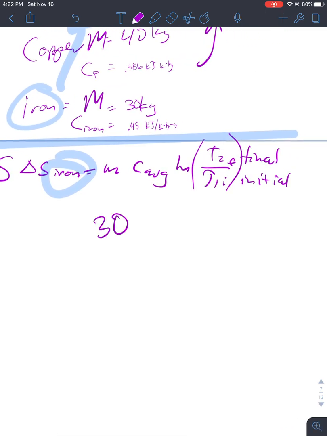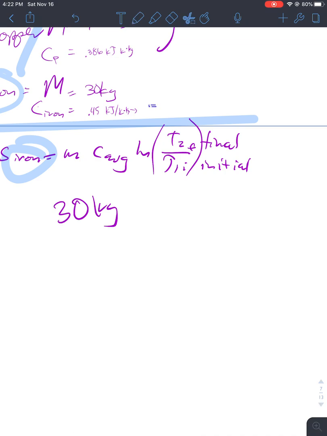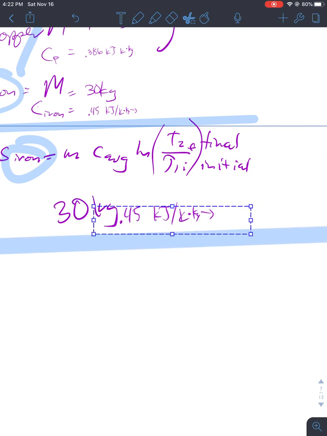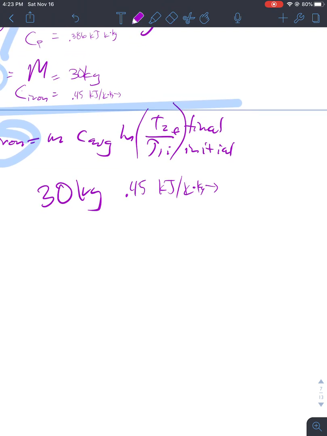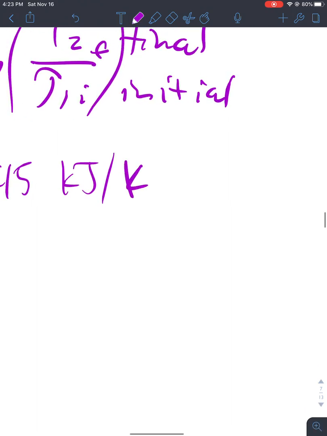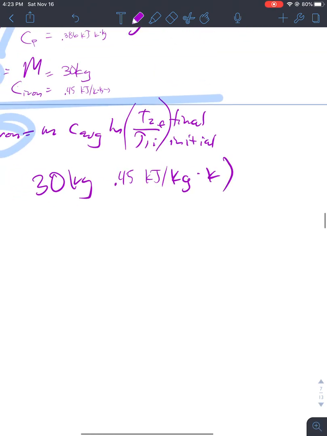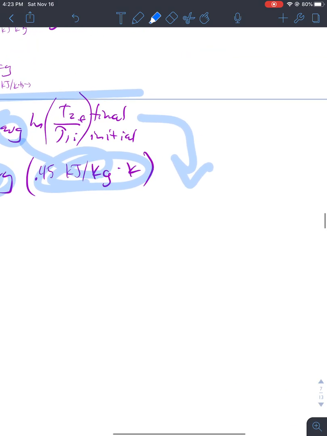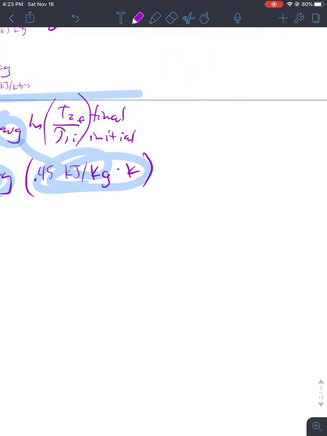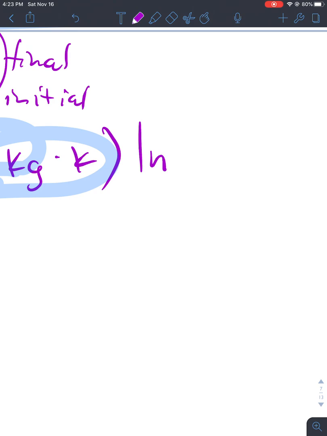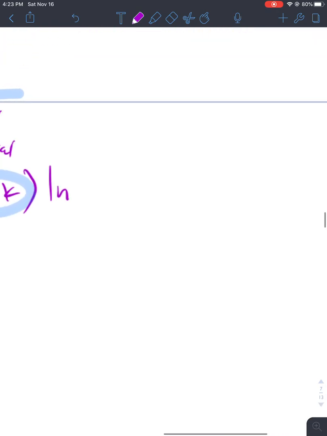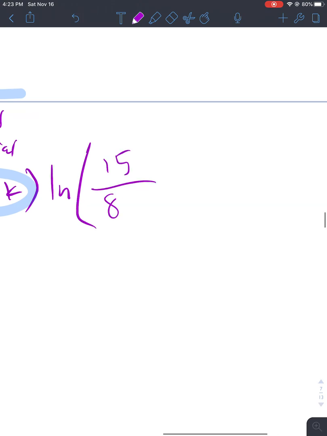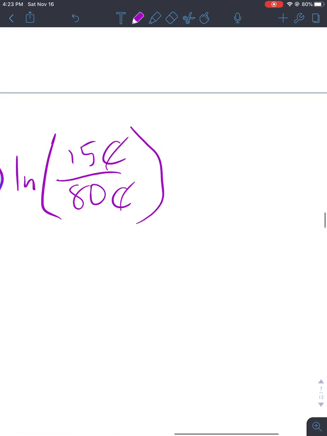All right, mass equals 30 kilograms. Specific heat equals 0.45 kilojoules per kilogram times Kelvin. So that's that. This is this. Now I just need this stuff, which is, man, so fun. T2 over T1, ln T2 over T1, which is 15 Celsius over 80 Celsius. Celsius cancels.